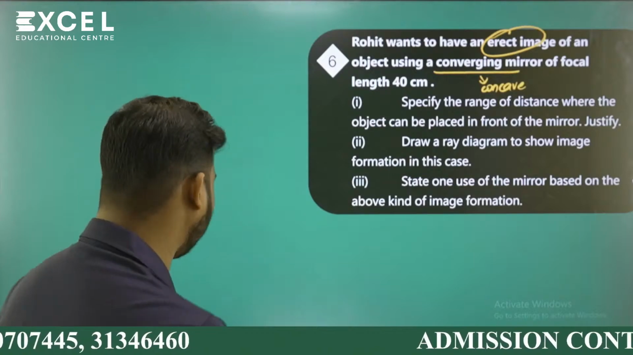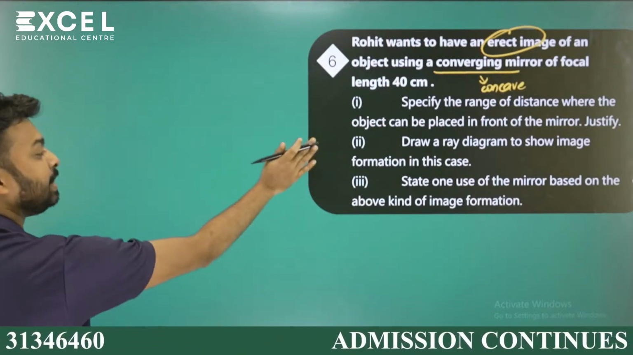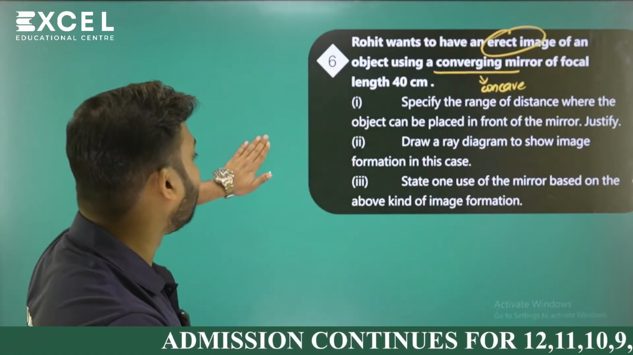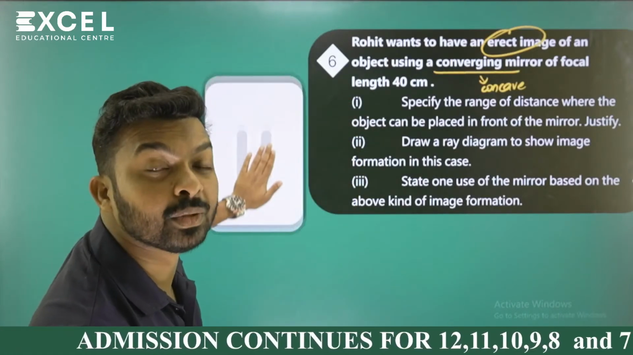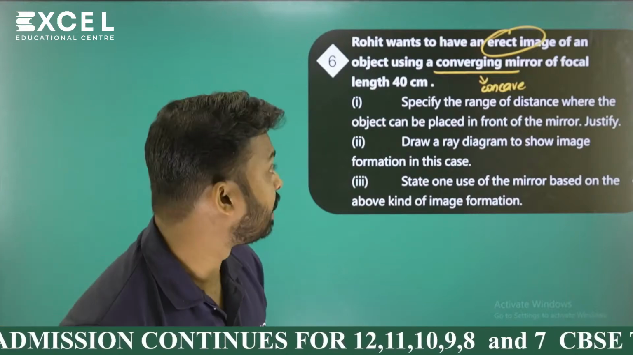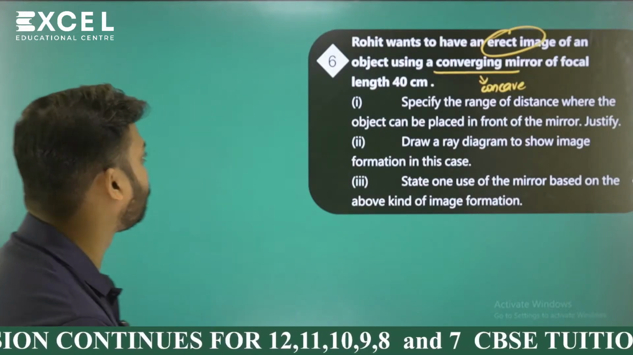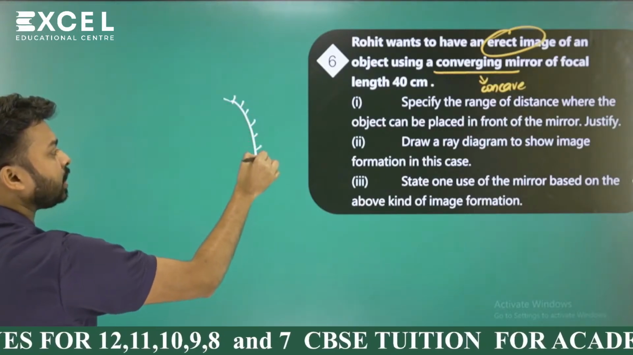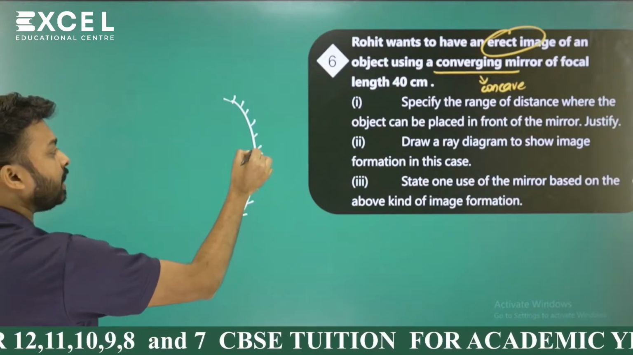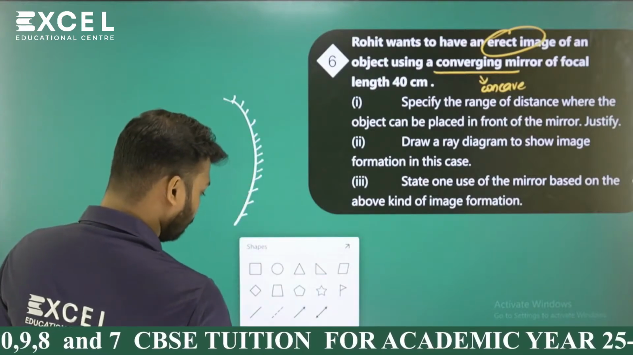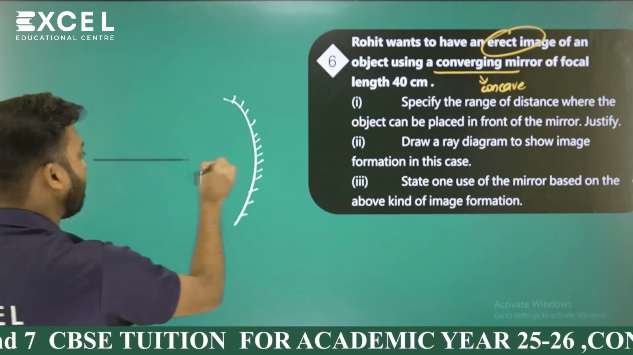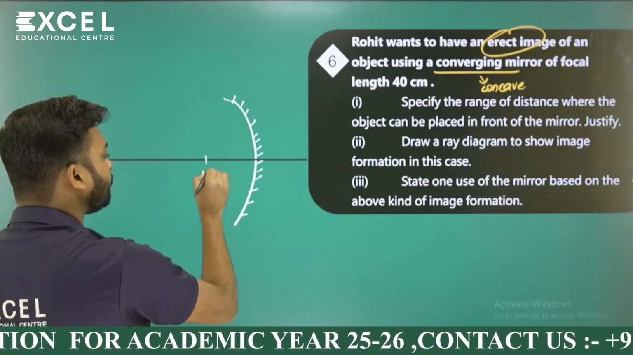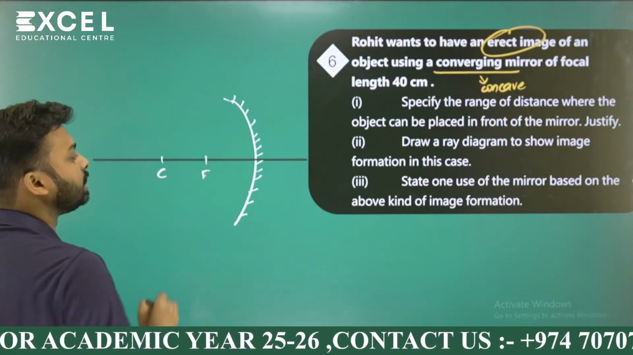What does erect image mean? Listen, people, I will get an erect image only in one situation. Where is that? It is when the object is kept between F and P. So let me draw a concave mirror here. Converging mirror means concave mirror. Now let me draw a principal axis. Let this be the focus here, and here will be the C.